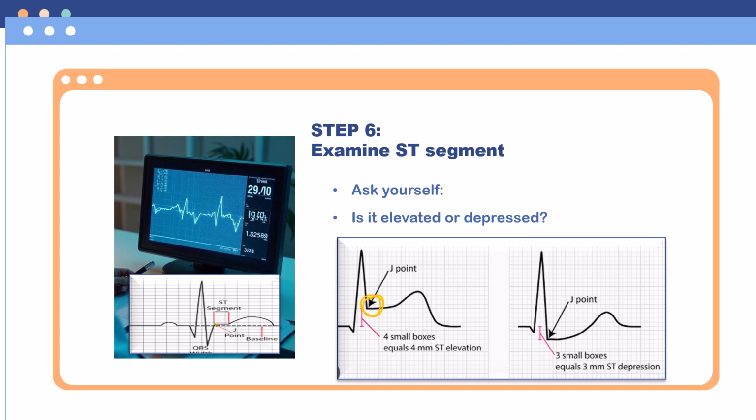This is a normal ECG. Now this is your J point, and this is a normal isoelectric line. So if it is 4 small boxes or more above the isoelectric line, it is an elevation. Similarly, this is your isoelectric line, and if it is below 3 small boxes or even further, it is a depression. So all you need to know is where it is relative to the isoelectric line, and if it is above, how much above, and if it is below, how much below.